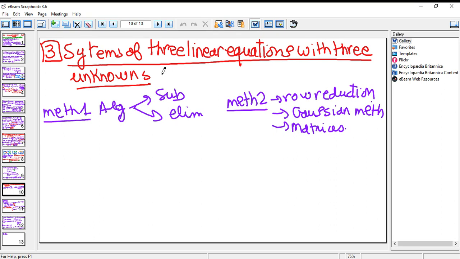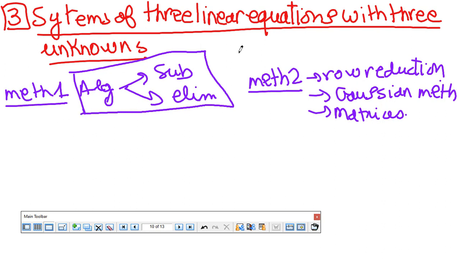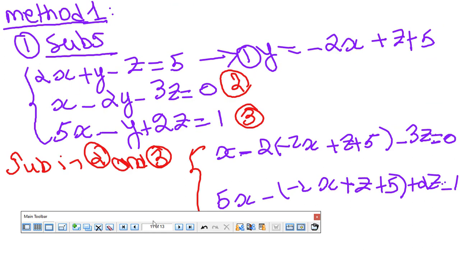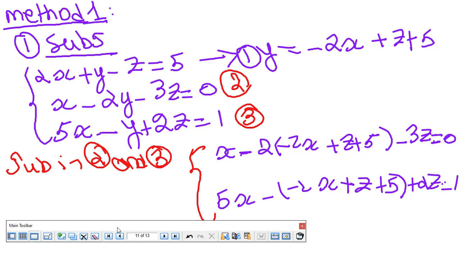So to solve a system of 3 linear equations, I have many methods. I have method 1, and this method is algebraic. It means I can do it by substitution or elimination like we were doing before with the system of two equations. Method 2 is also algebraic, but it's another method, not one that we know. It's called the row reduction or Gaussian method, and we're going to use matrices to do that. So I will start first with method 1, substitution, and I'll do just the substitution in this video, and then in the second video I will do the elimination and the Gaussian method.